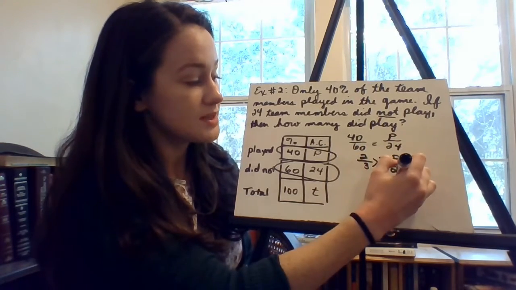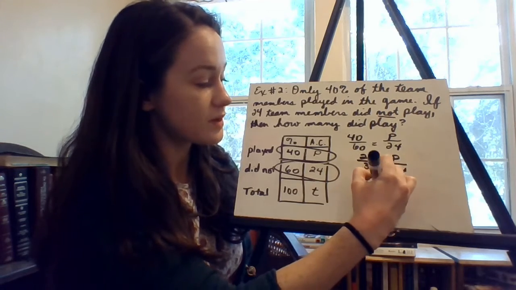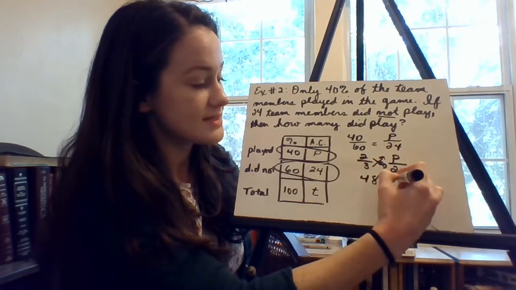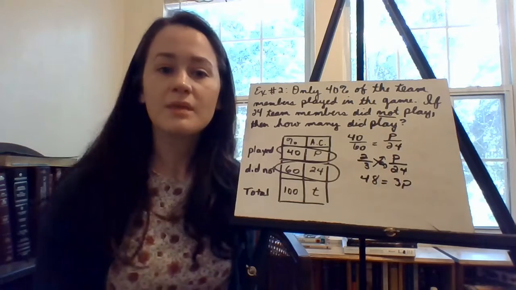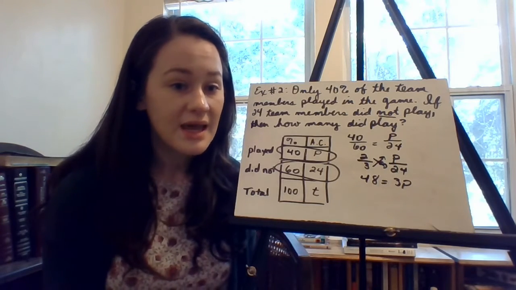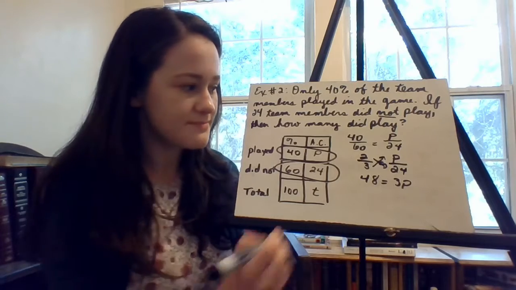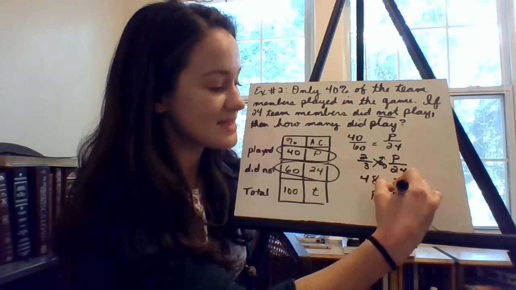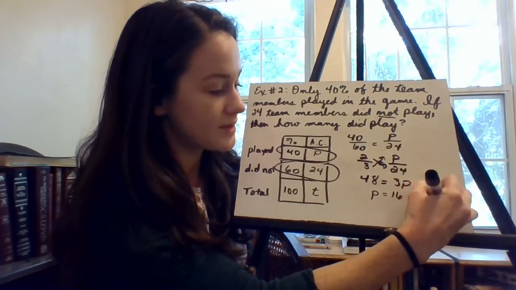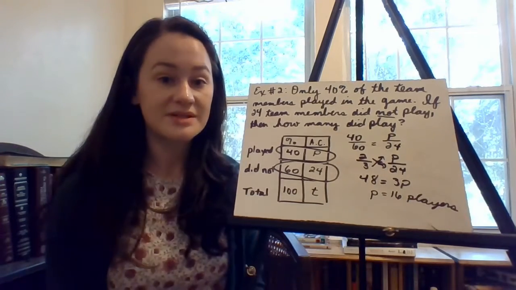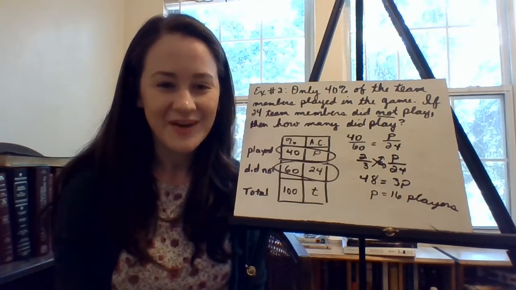So 2 times 24 equals 48. 3 times P is on the other side of our equal sign, and then we solve for P by dividing. 48 divided by 3 is going to be 16 players, or 16 team members that did play. Right, there we have it.